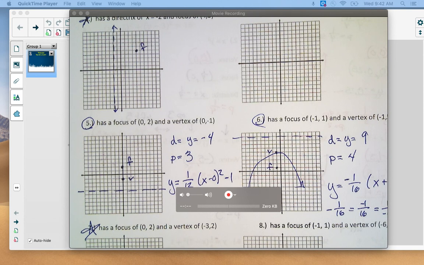Remember, you need those 4 pieces of information. So you need your vertex, you need your focal point, you need your directrix, and you need your focal length.